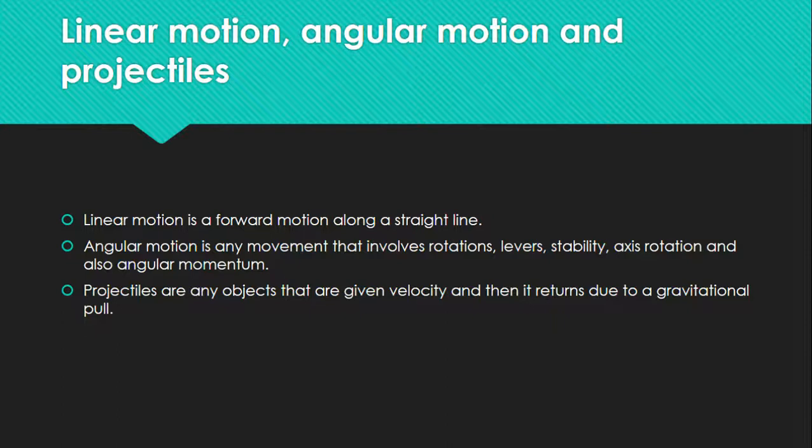An example of a projectile would be a point guard shooting a three-pointer. The player creates a velocity to push the ball up into the air, and then gravity creates a gravitational pull to bring the ball back towards the ground as it falls through the hoop.